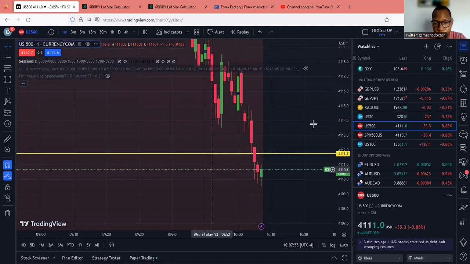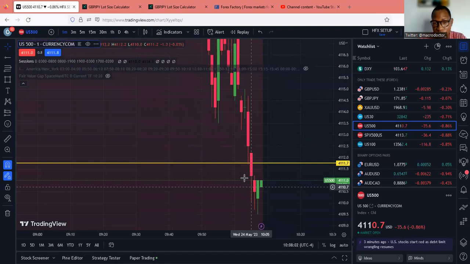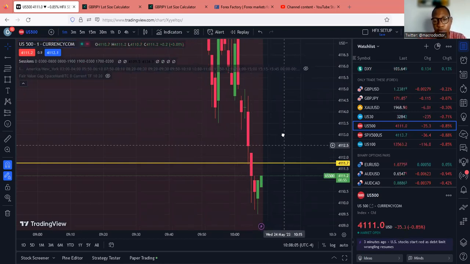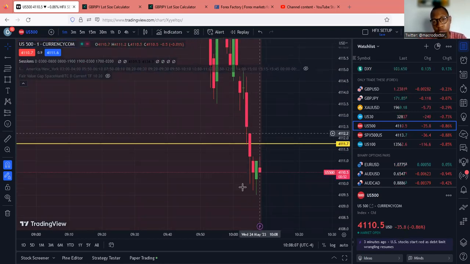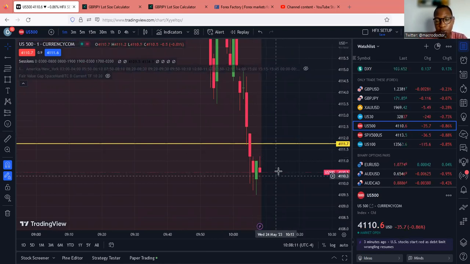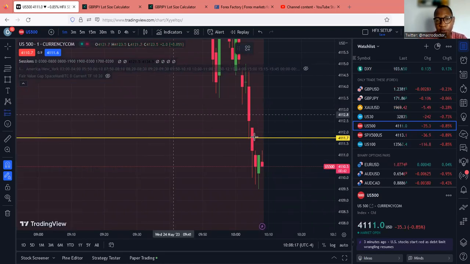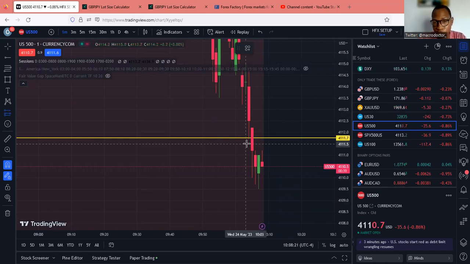So, did it close above? Oh no, it's not. Okay, now it's going above. Great. So I'll just wait for that candle to close. If it closes above here, then that would be my ideal entry for a buy. If not, and this is the 10-minute candle, if not, then it's a no trade day. Okay.